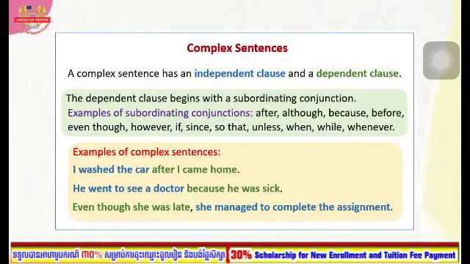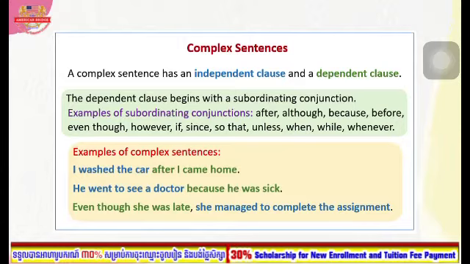Teacher will explain clearly about the subordinating conjunction. Students, the dependent clause begins with a subordinating conjunction. Examples of subordinating conjunctions are: after, although, because, before, even though, however, if, since, so that, unless, when, while, whenever. All of these are called subordinating conjunctions, and they are used to begin a dependent clause. Look at the example.